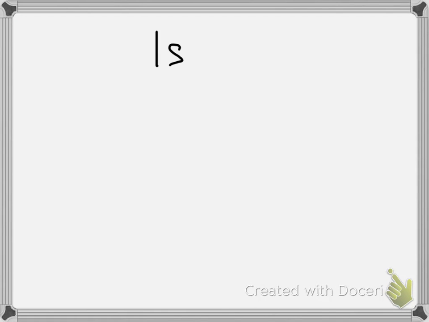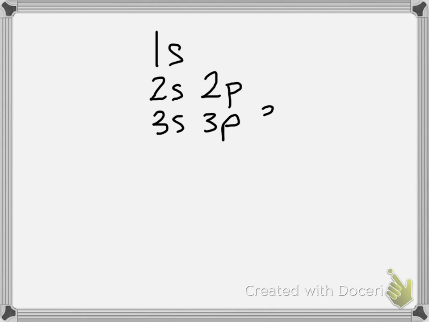Start off by writing 1s. That's your lowest energy level, lowest energy orbital. This is easy. Then we go to 2s, and next comes 2p. Second main energy level, 2s is the lowest energy, 2p is the next highest in energy. Then we write the 3s, 3p, 3d. So we're building this sort of weird triangle.